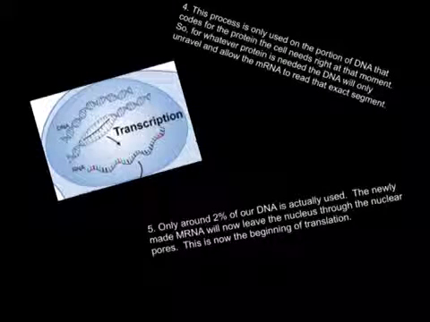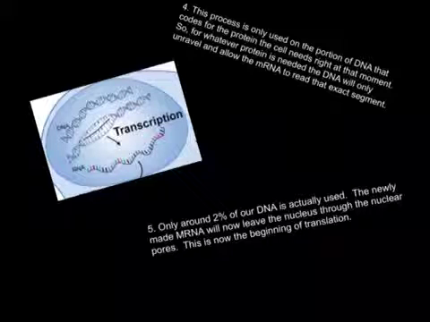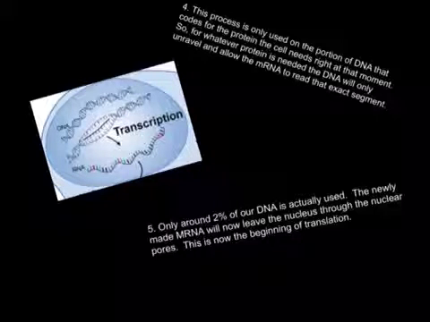This process is only used on the portion of DNA that codes for the protein the cell needs right at the moment. So, for whatever protein is needed, the DNA will only unravel and allow the mRNA to read that exact segment. Only around 2% of our DNA is actually used. The newly made mRNA will now leave the nucleus through the nuclear pores. This is now the beginning of translation.